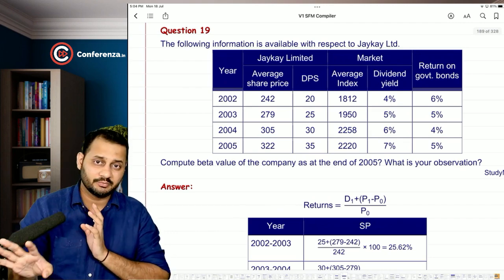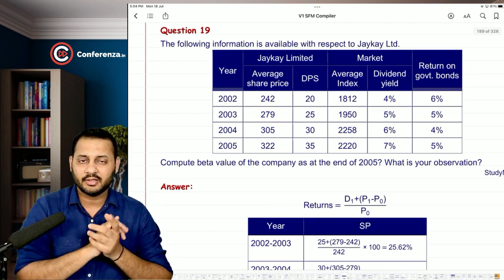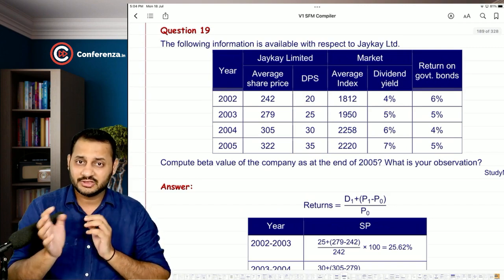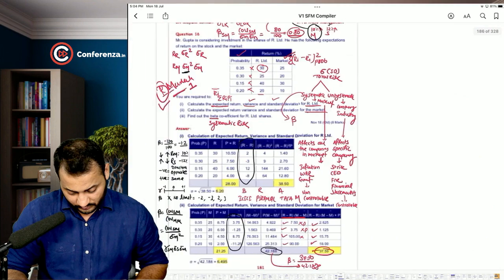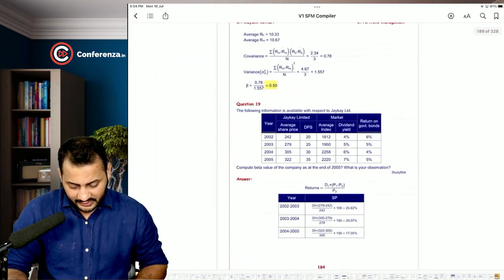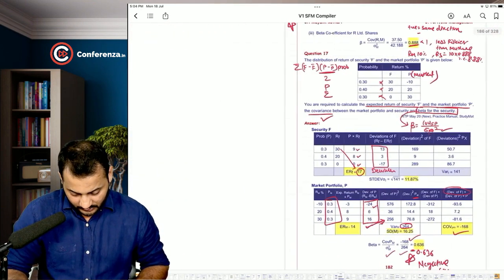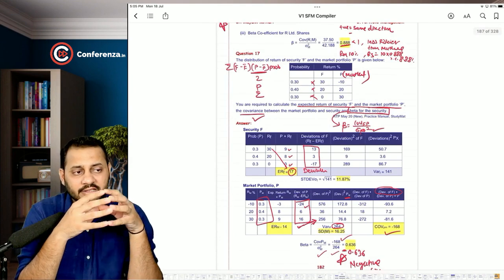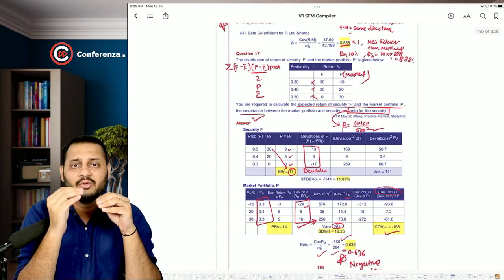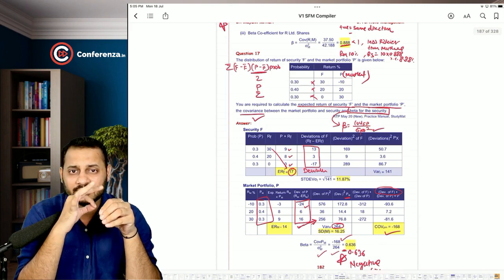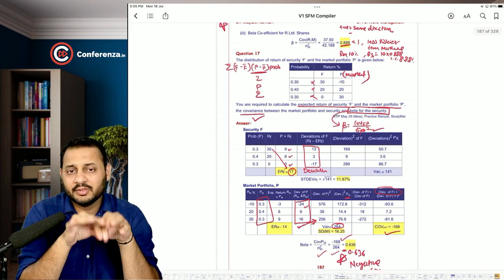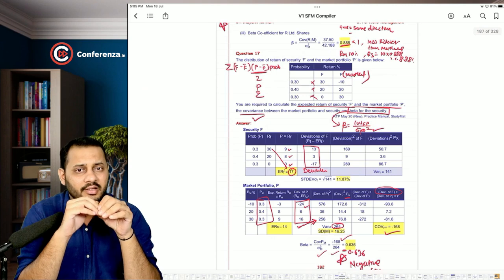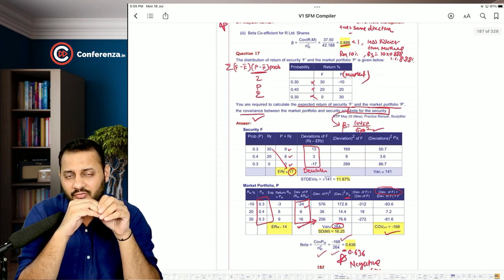The previous 3 questions, 16, 17 and 18, all asked us to calculate the beta, and we used the correlation analysis method. Go with that method all the time. It may take some time to calculate, but this is the conceptual way of finding out the beta.